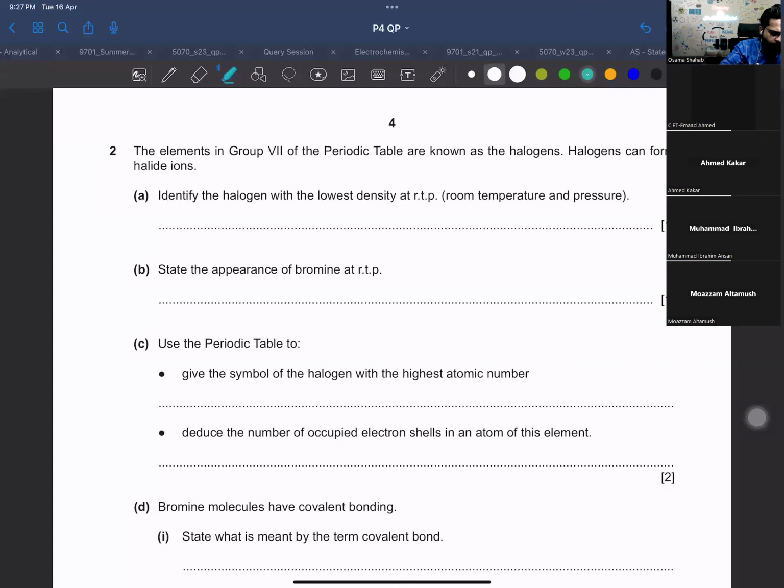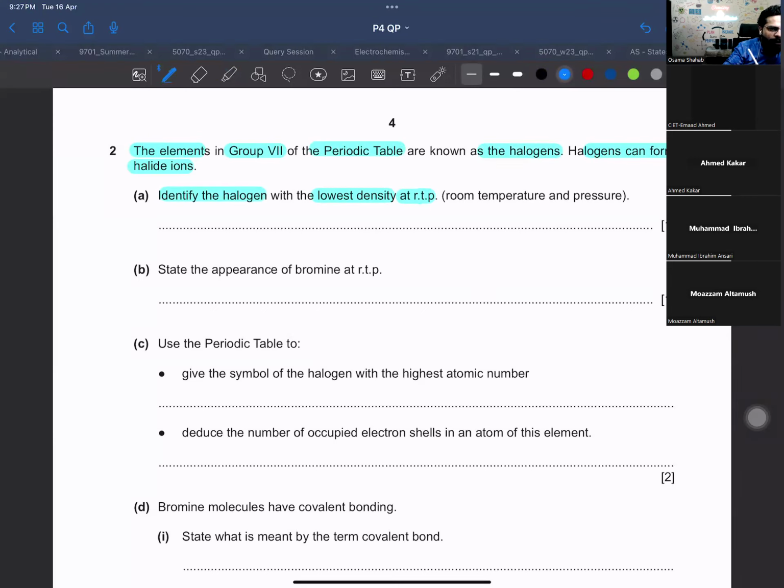All right. So this is question number 2 of the February-March 2024 IGCSE paper. The question is: the elements in group 7 of the periodic table are known as halogens. Halogens can form halides. Identify the halogen with the lowest density at room temperature and pressure. So quickly tell me, what is the right answer for this?